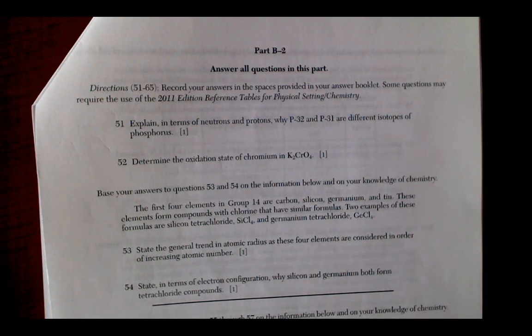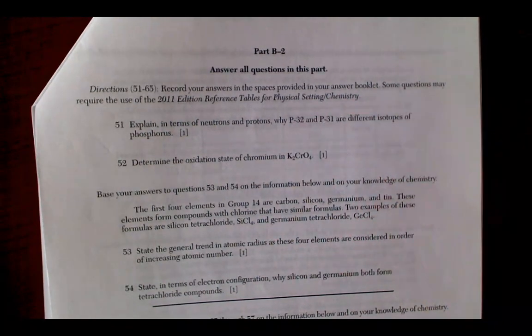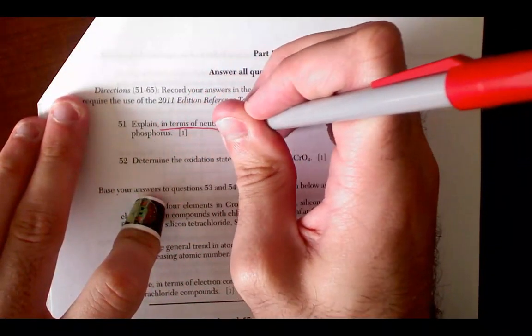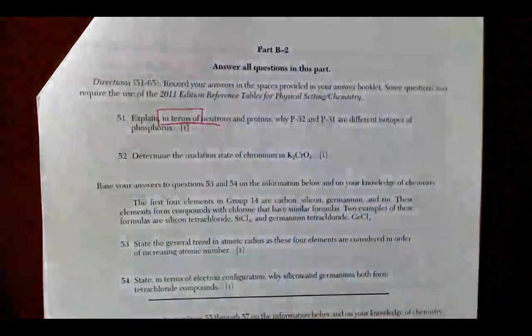51. Explain, in terms of neutrons and protons, why P32 and P31 are different isotopes of phosphorus. Well, obviously they're both phosphorus because it says P and P. I don't think we've seen this yet, but it's an example of an "in terms of" question. So make sure my pen is working there.